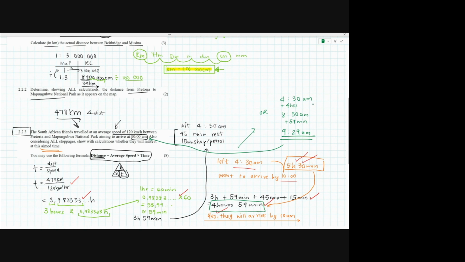cutoff. So you could have also done it like this and worked out that when you add on all your travel time, your rest time, etc., you do get there before 10 a.m. And so that would be those 2 marks as well. You could have done it either way. It doesn't really matter. It's up to you. Either you work out 4:30 to 10, or you work out once you've added your travel time, when you will arrive and the fact that you will make it before 10 a.m.